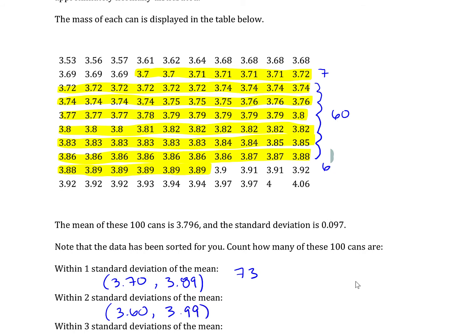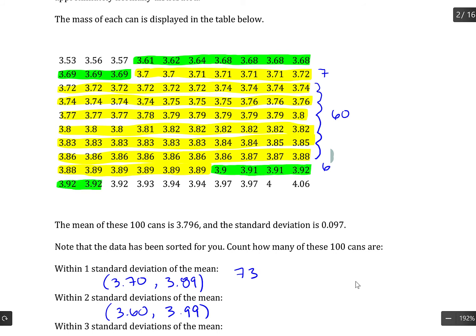Okay, now I'm going to shade in a different color the ones that are in that range. So I know that all the ones in yellow already are between 3.6 and 3.99, but there's more that need to be shaded. So starting with this 3.61, this is now in my new group, and up to 3.99. So all of those, up to but not including the 4.